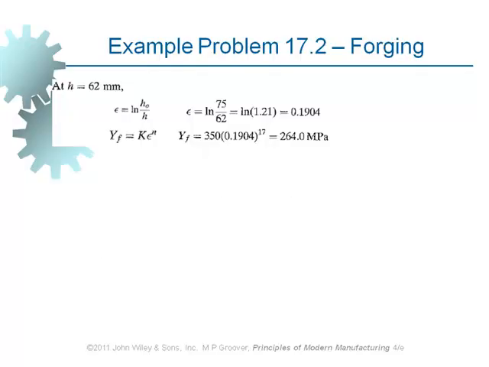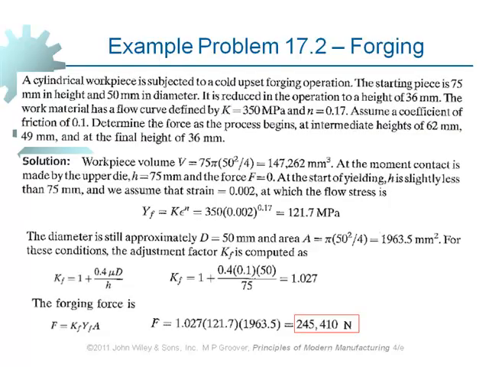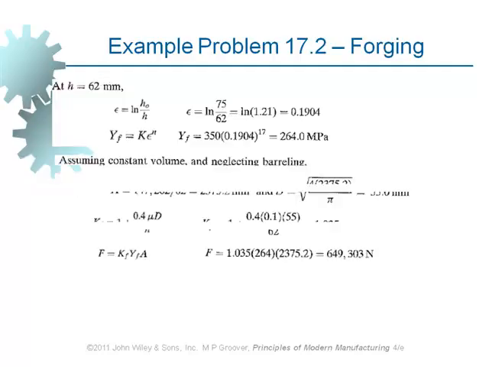Is it more? Let me see. This is what we had: 245 kilonewtons. What we have got here is 650 kilonewtons. It's much more, isn't it? Can we repeat the same process for the other two heights, when height reduces further and further? Can we make use of the same approach? Work out new strain, new YF, new A, new D, and compute the force again and again for the other two. Similar.